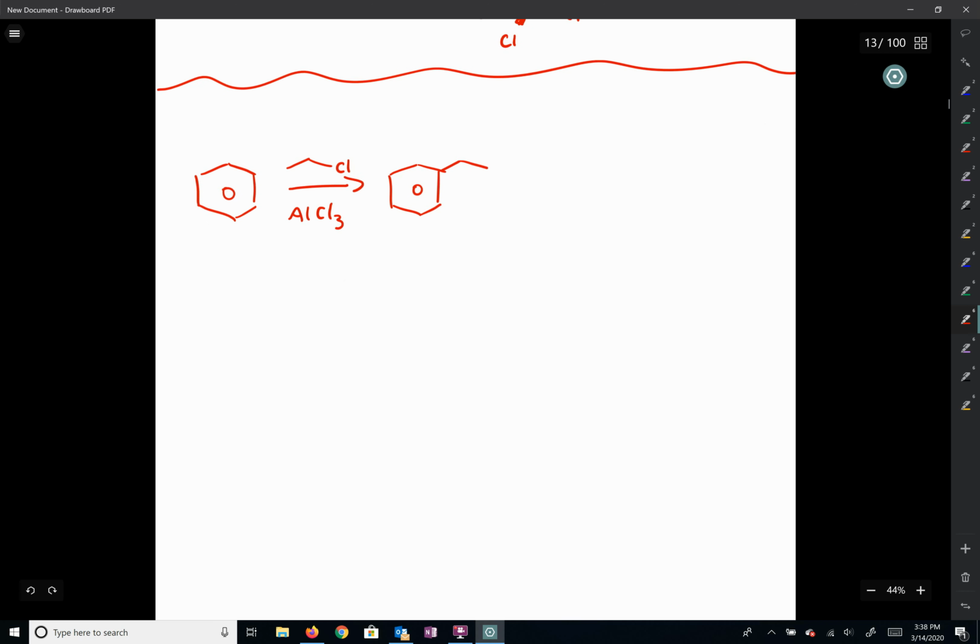Alright, so we're back here. Let's hammer through this mechanism, right? Right, generate the electrophile. Now take a look, right? This would form a primary carbocation. Are we going to form a primary carbocation? No. Right? So we're not going to form a primary carbocation.